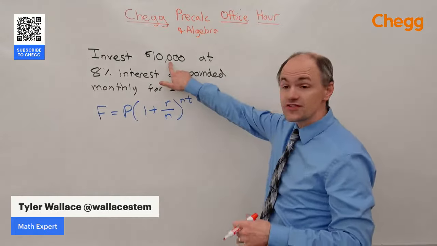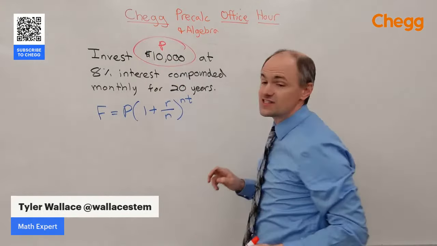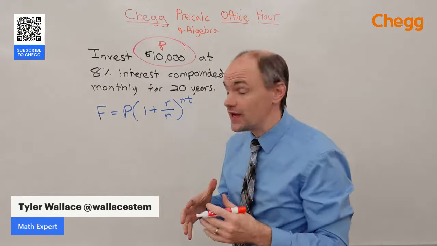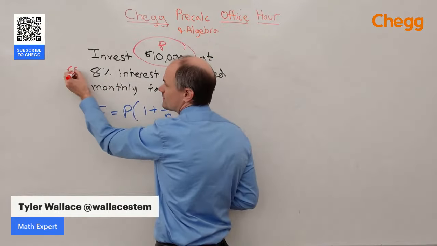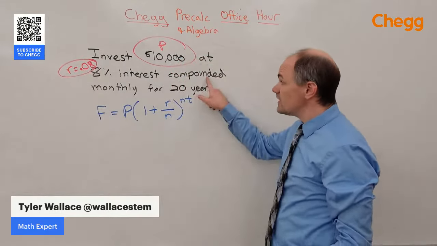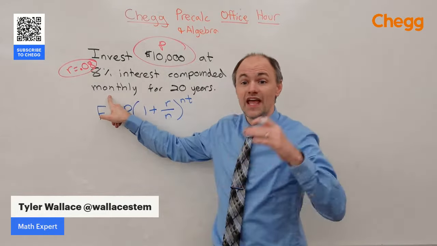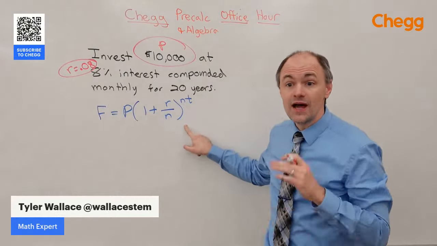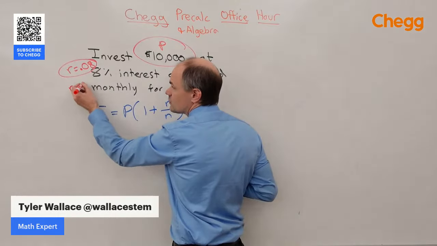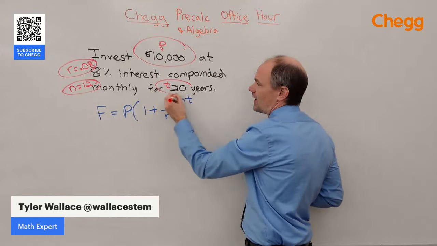This $10,000, that's our initial investment. That's our P, our principal investment, we're starting with that much. 8%, that's our interest rate. We have to write that 8% as a decimal. That's going to be our R of 0.08. It is compounded monthly. That means the bank is going to put interest into the account every month. N is the number of things in a year. The number of months in a year, N is 12. And then the 20 years, that's our time.